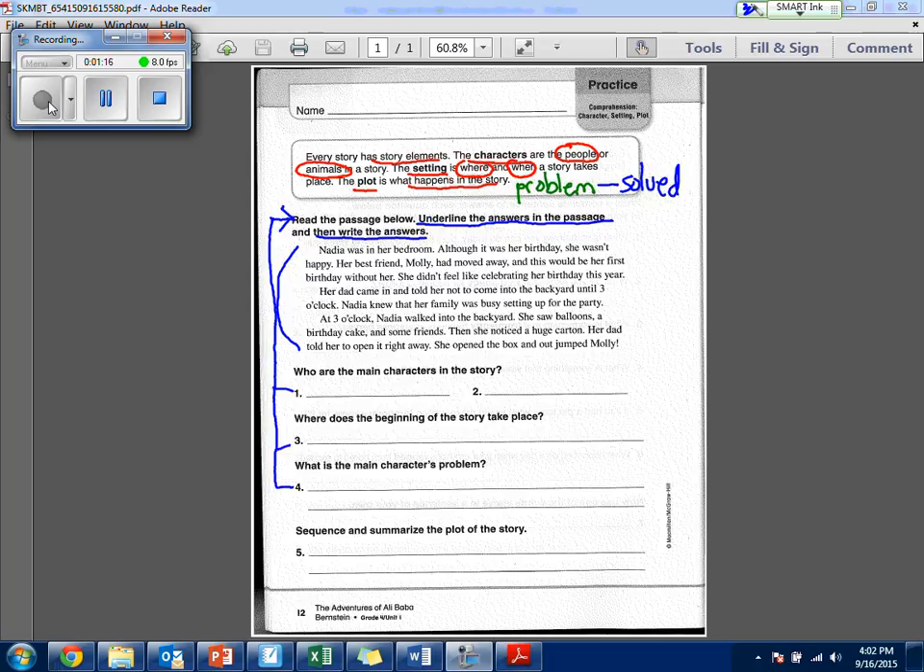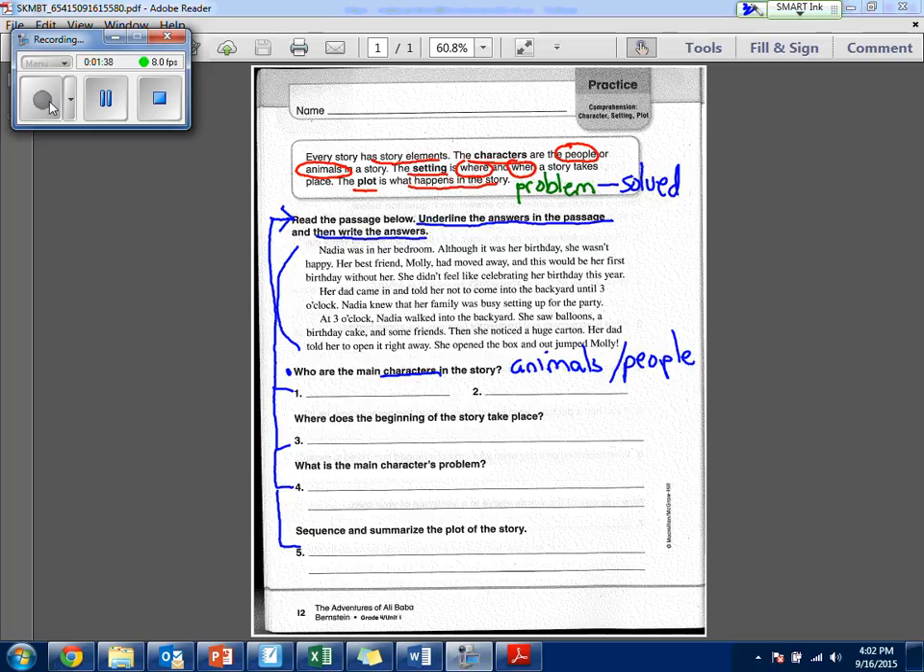Now, these questions, ladies and gentlemen, go along with the story elements. The first thing it says, who are the main characters in the story? Remember, the main characters, ladies and gentlemen, can be animals or they can be people. It can be either one of those.